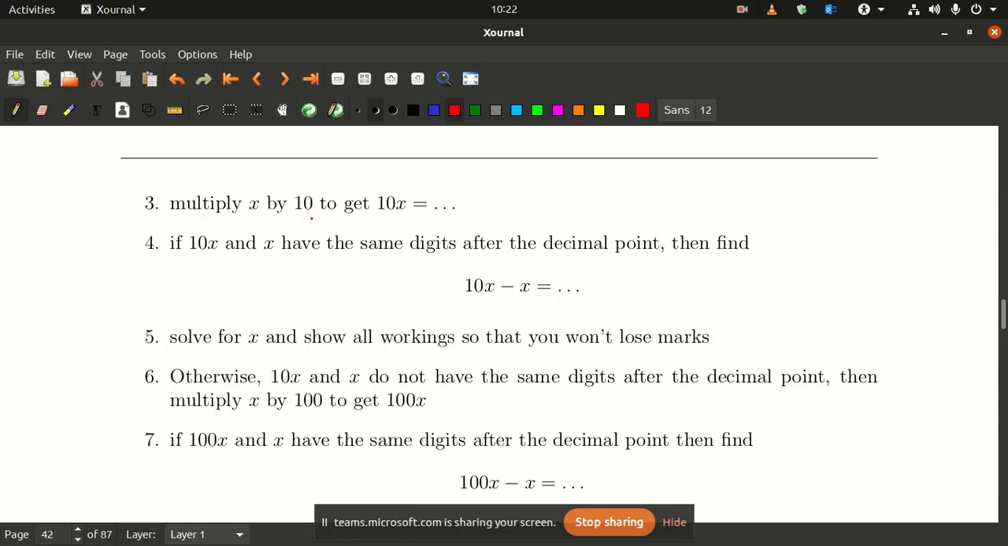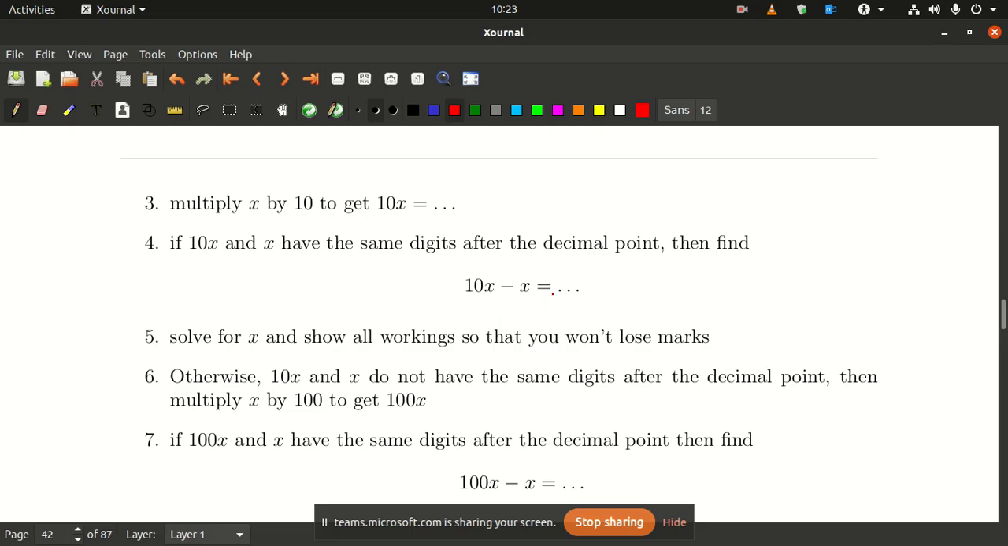Multiply x by 10 to get 10x. I hope you are actually getting this now, because this multiplication by 10 is actually moving the decimal. Multiplication by 10 means moving the decimal point to the right one time. Now, if 10x and x have the same digits after the decimal point, then find the difference of 10x minus x. Why are we doing this? We want to end up with a whole number on the other side of the equal sign.